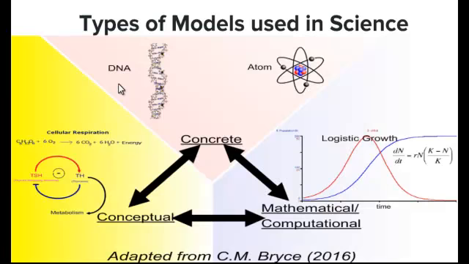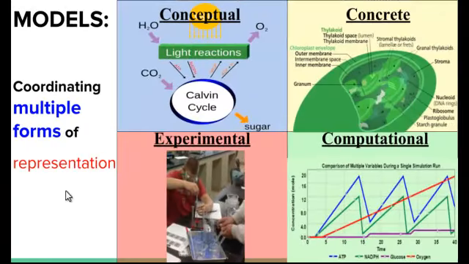Caleb Bryce wrote a nice article for the American Biology Teacher where he talked about the types of models used in science. I adapted that slightly. Concrete model, structure of DNA. You have a computational model like the logistic growth model, and then a conceptual model like the formula for photosynthesis or cellular respiration. I adapted that to also include experimental models.